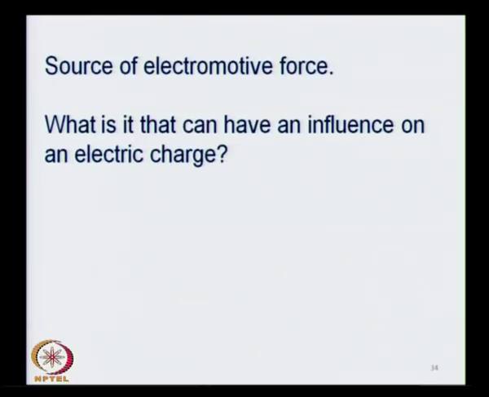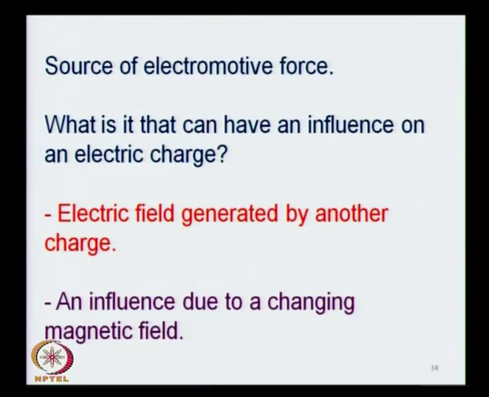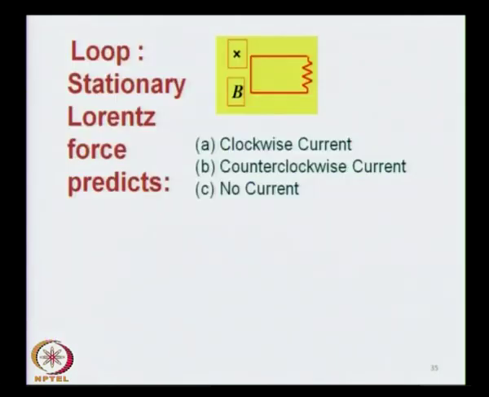Now, what are the things that can have an influence on an electric charge? The existence of a charge will generate some sort of an influence. So, this will be expressed in terms of an electric field which is generated by another charge, but you can also have an influence generated by a changing magnetic field. If you change the magnetic field in a certain region, you can generate an influence on an electric charge. So, let us discuss this idea a little bit further.